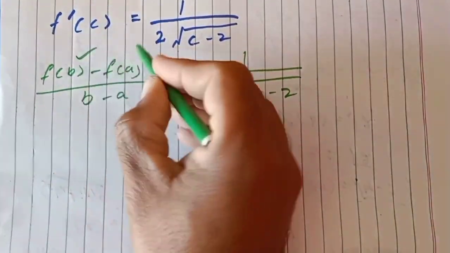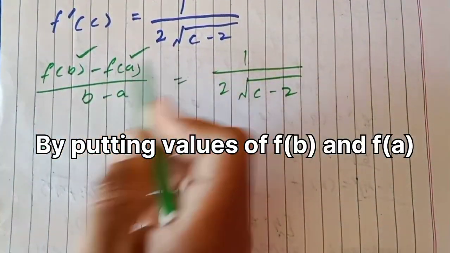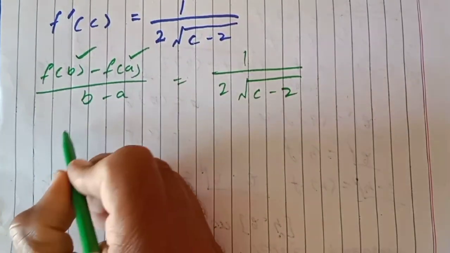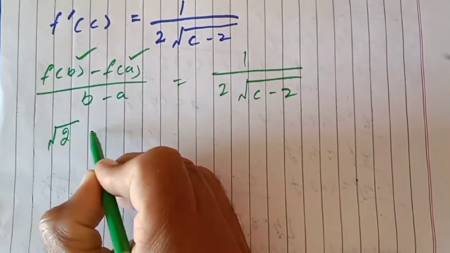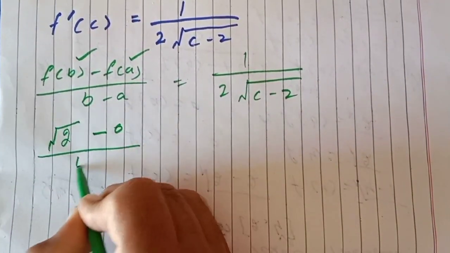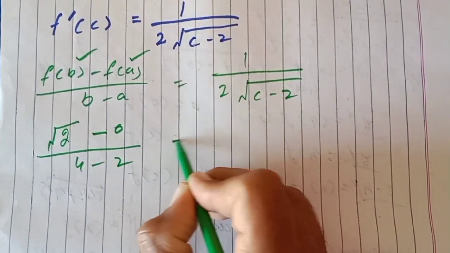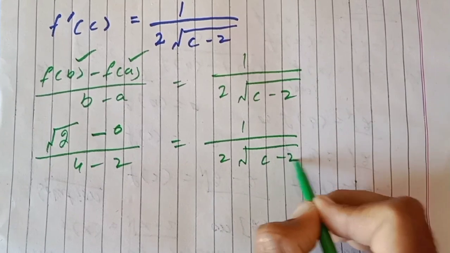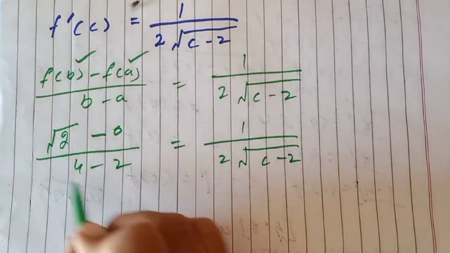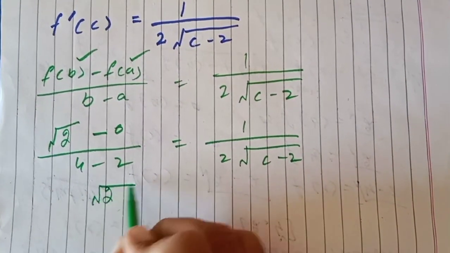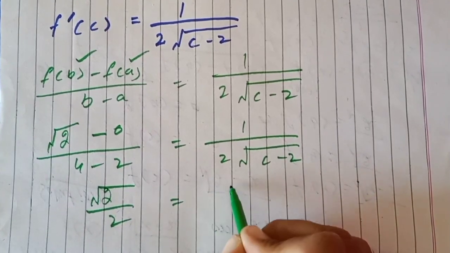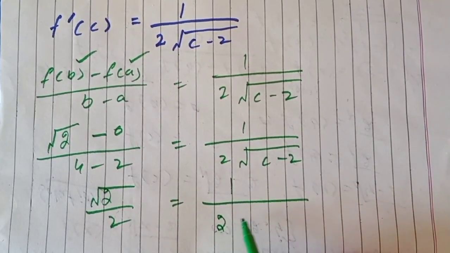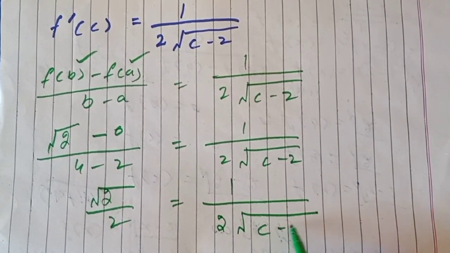We will put the values of f(b) and f(a). √2 − 0 over 4 − 2 is equal to 1 over 2√(c − 2). So √2 over 2 is equal to 1 over 2√(c − 2).